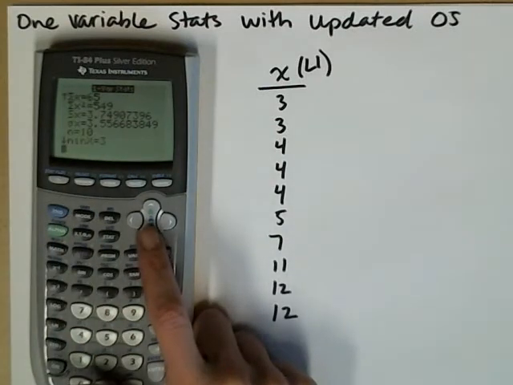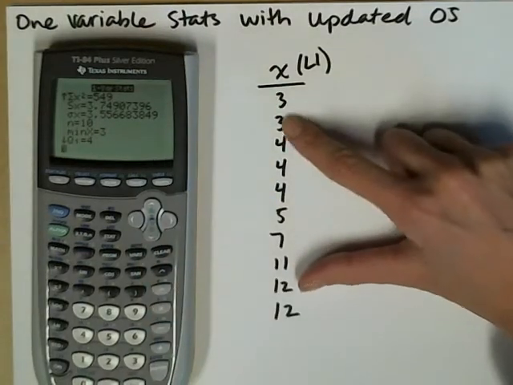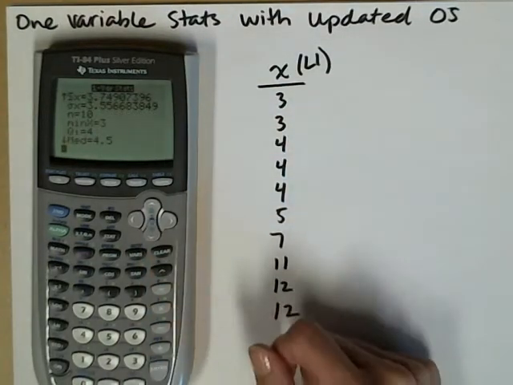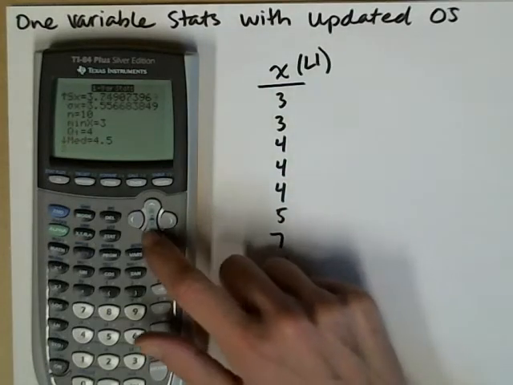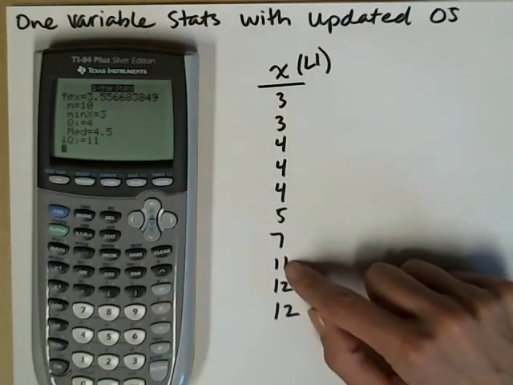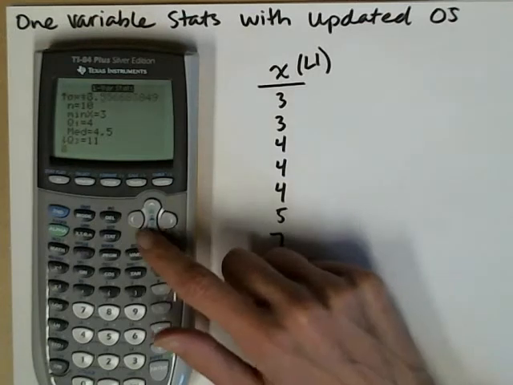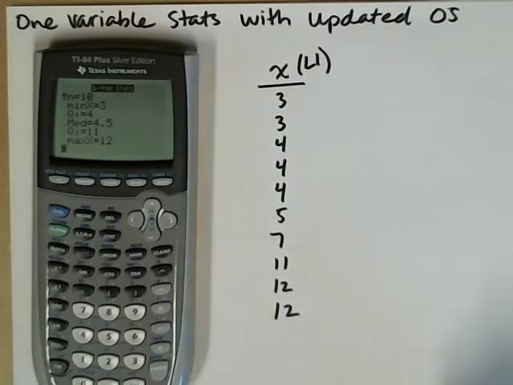There are 10 data values, and if I keep arrowing down, it gives me the minimum. It gives me the quartile, which cuts off the first 25%. The median, which cuts off 50%, so half and half. Quartile 3, which cuts off 75% of the data. And then finally the maximum value. So I can go ahead and compute one variable statistics using the list as is.